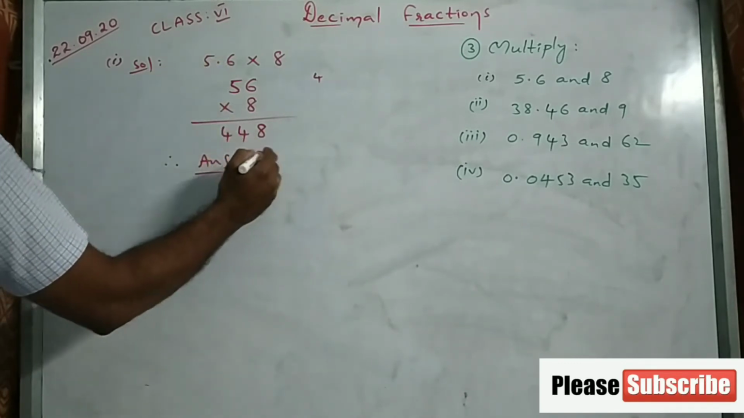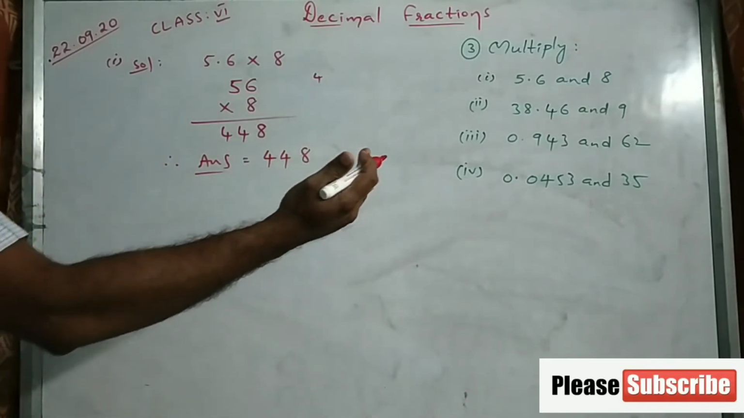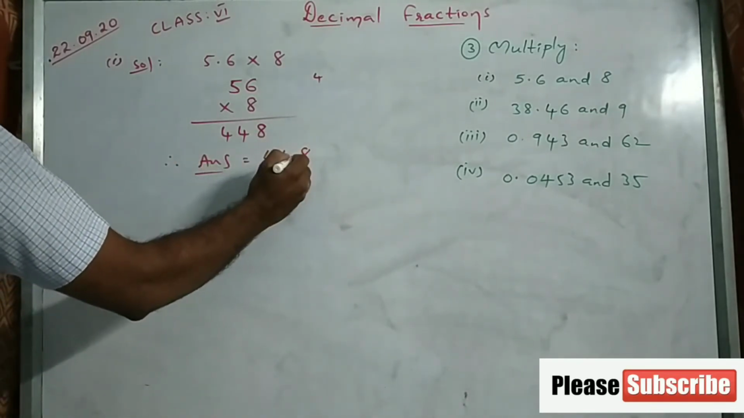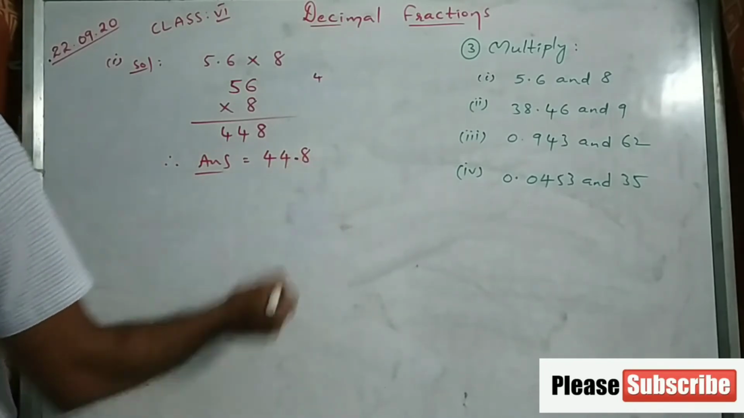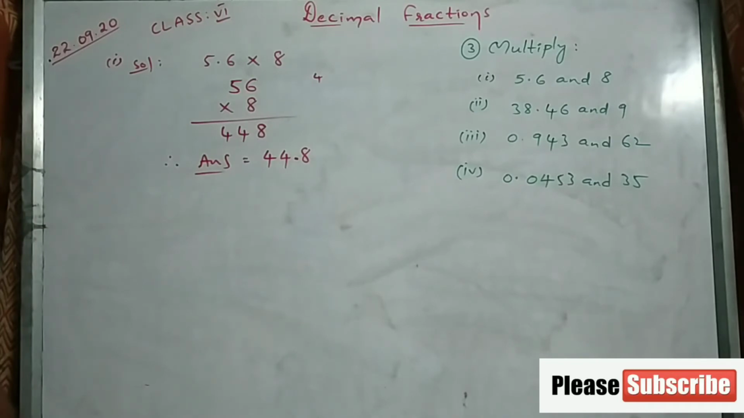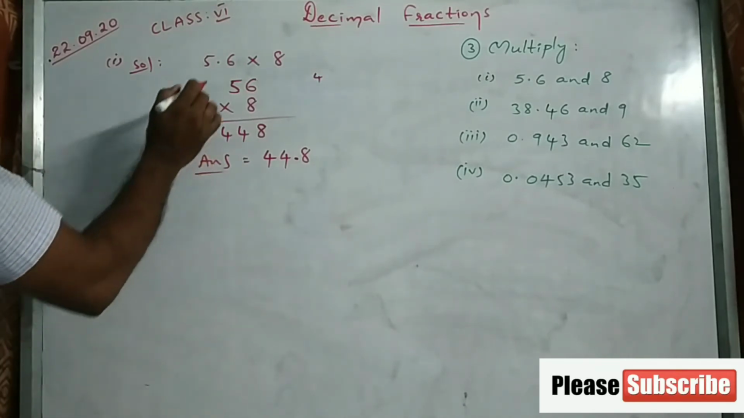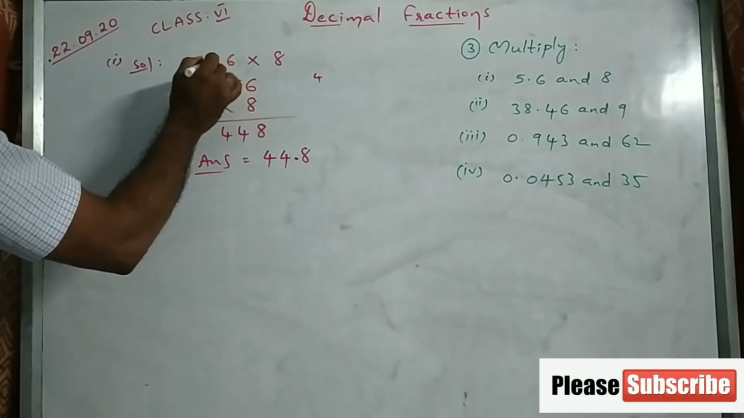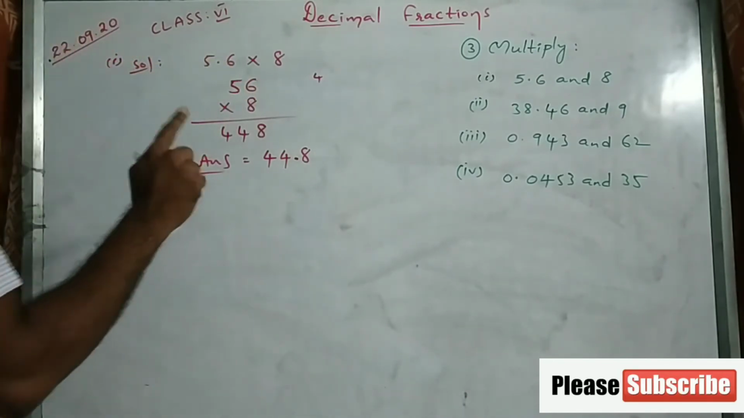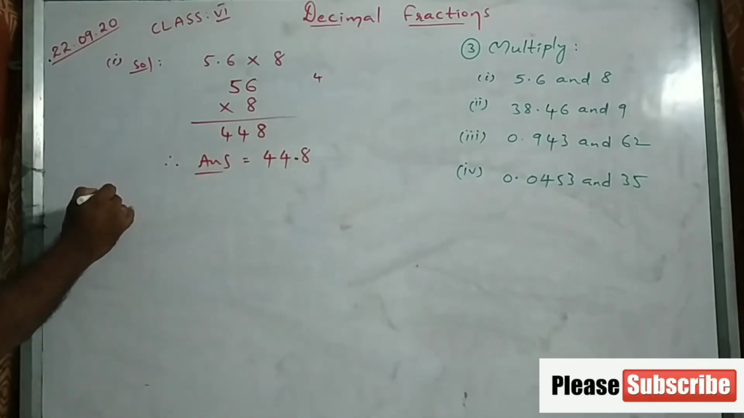Only one digit. So we will keep after one digit from right side. So there you will get decimal. So final answer is 44.8. Did you understand? First do the normal multiplication and keep the number of digits here. One digit is there. After decimal we have only one digit. So after one digit you should keep decimal from right side.